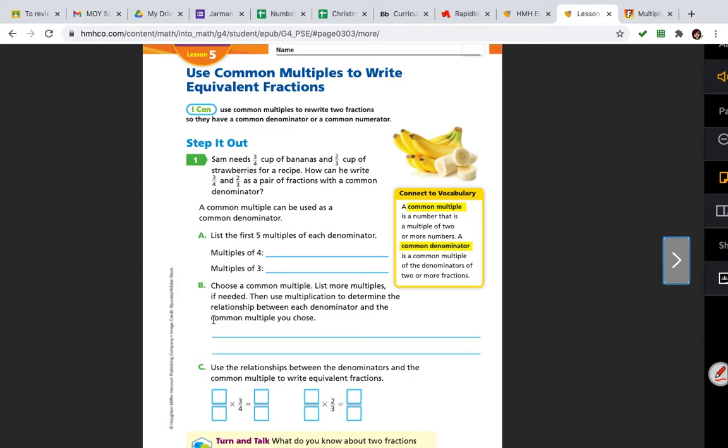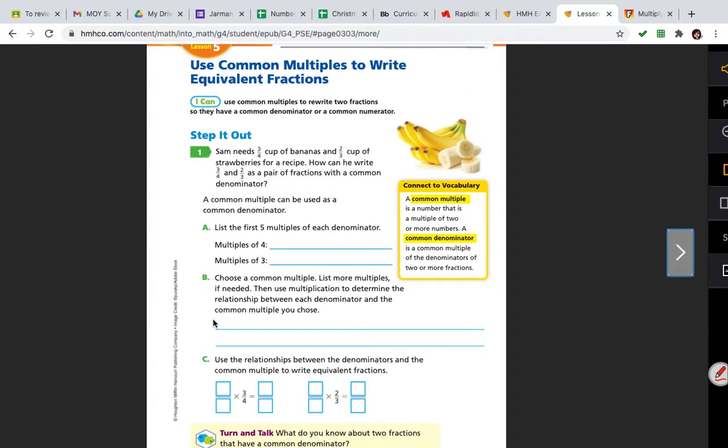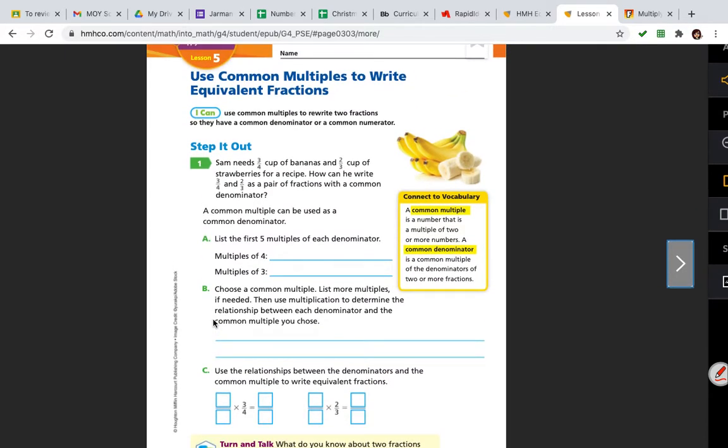Guys, today we're doing Module 11, Lesson 5. We are on page 283, and today we're going to use common multiples to write two fractions so they have a common denominator or a common numerator. So let's go back and review common multiple and common denominator.